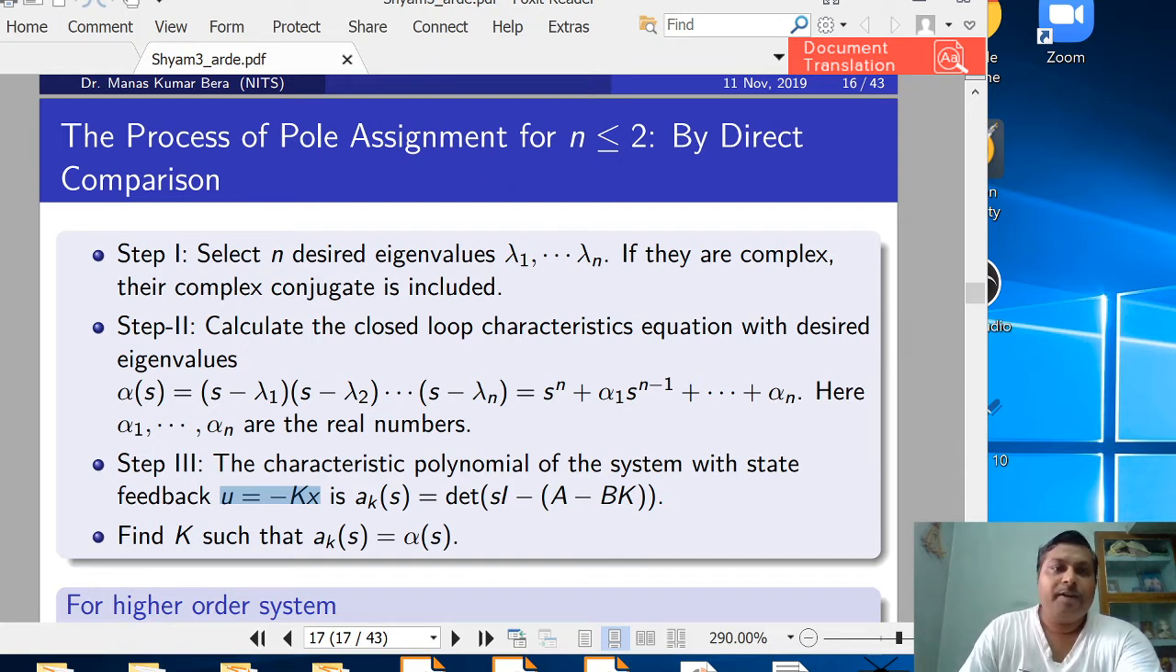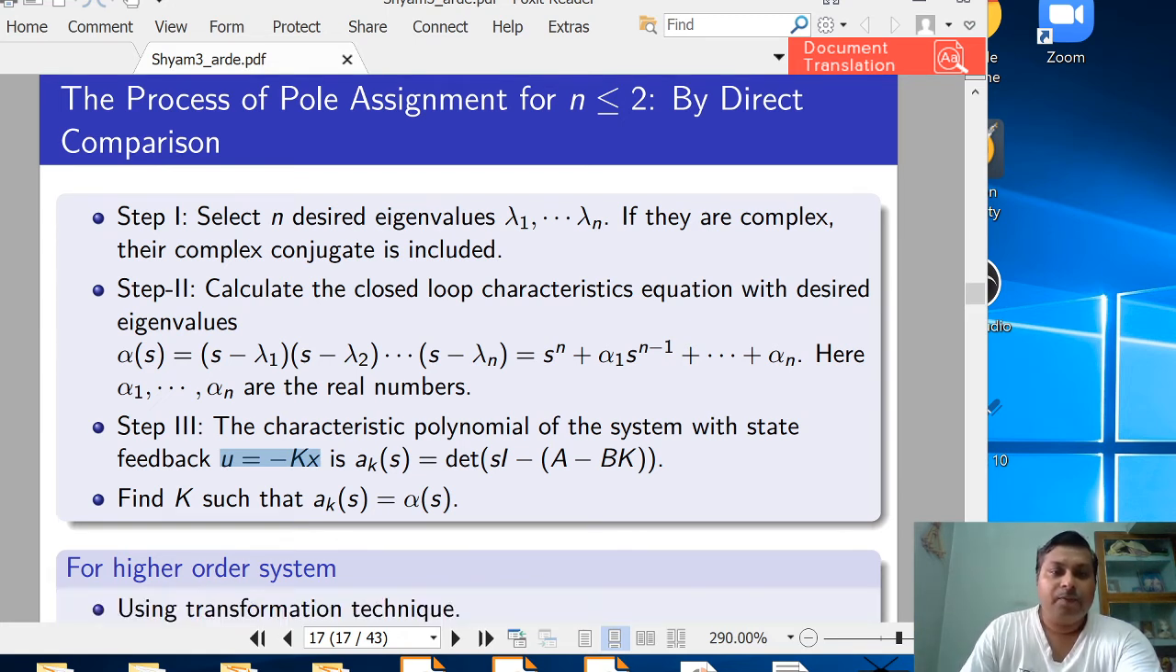Now in step 2, we calculate the closed loop characteristic equation with the desired eigenvalues. Means with this lambda 1 to lambda n, we will find the desired characteristic equation, that is s to the power n plus alpha 1 s to the power n minus 1 plus ... plus alpha n. Definitely these alpha 1 to alpha n will be real numbers. Now we will find the characteristic equation of the closed loop system with this formula, that is determinant of sI minus A plus BK.